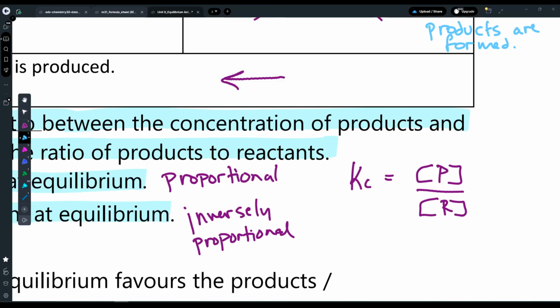Meanwhile, for reactants, if the concentration of reactants increases, because there's an inversely proportional relationship between your equilibrium constant and your concentration of reactants, when one goes up, the other one goes down. That's what inversely proportional means. When one thing happens to one of them, the opposite happens to the other. So when your concentration of your reactants decreases, then your equilibrium constant increases.